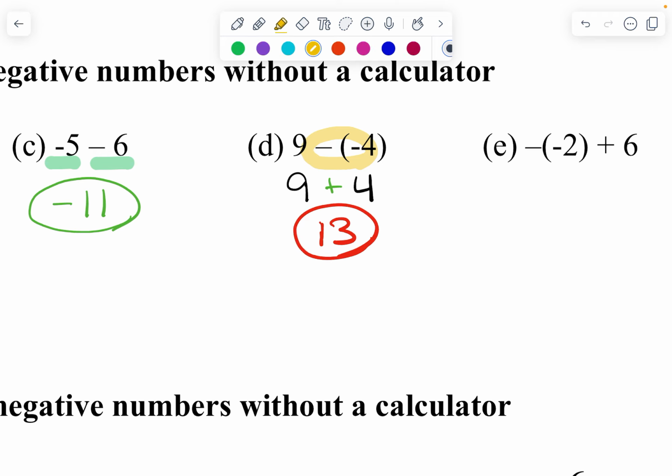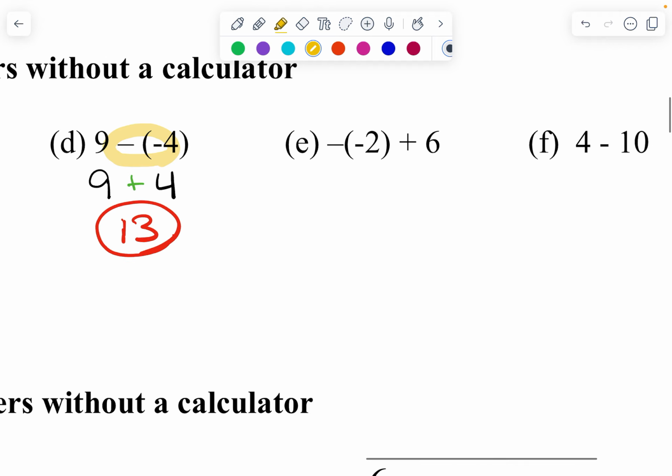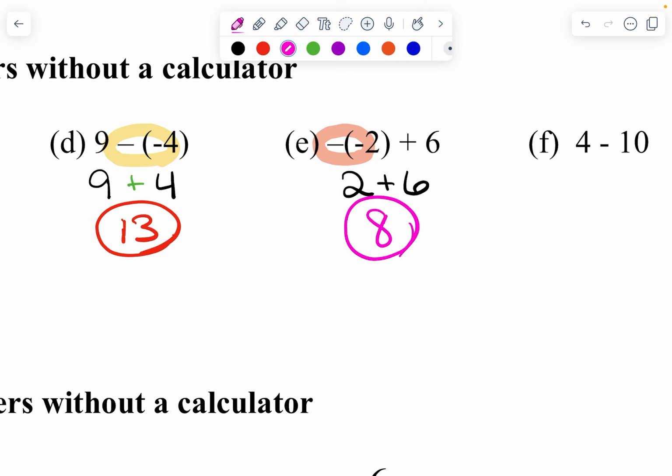All right, and then part E, we have another double negative here. So -2 is the exact same thing as just +2. The +6 does not need to change in any way, shape, or form. And last I checked, 2 plus 6 makes 8. So that one's all good.